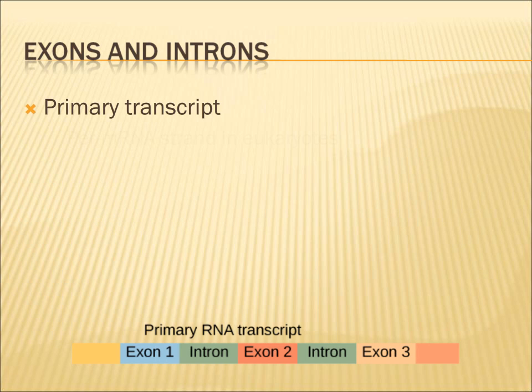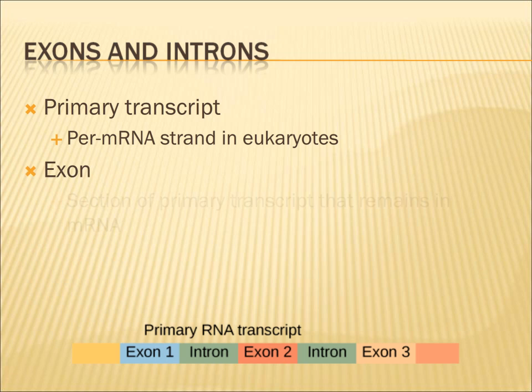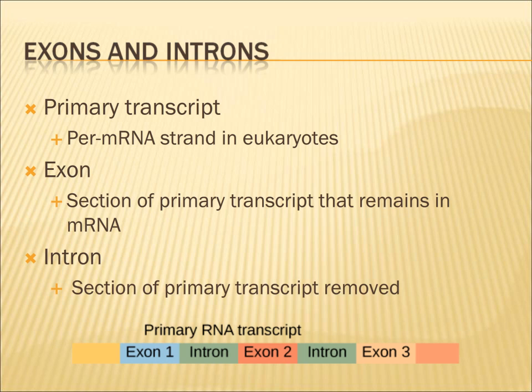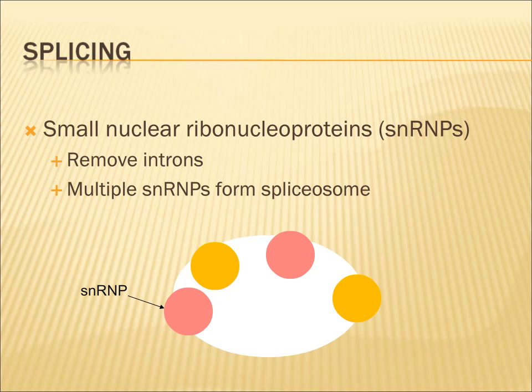The RNA that is initially transcribed in eukaryotes is called a primary transcript. It is not mature messenger RNA because while it contains exons, sections that code for product, it also contains introns that must be removed. How are these introns removed? The introns must be removed and the exons spliced together.